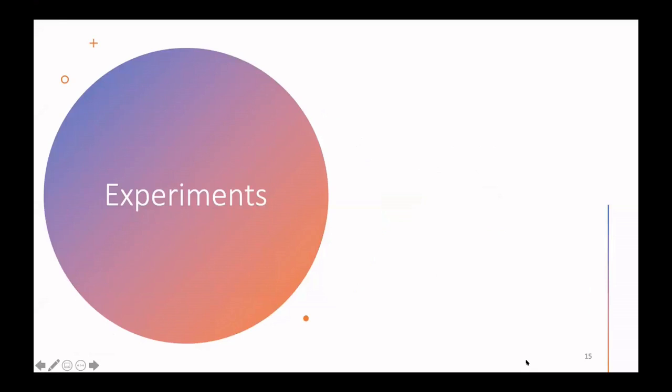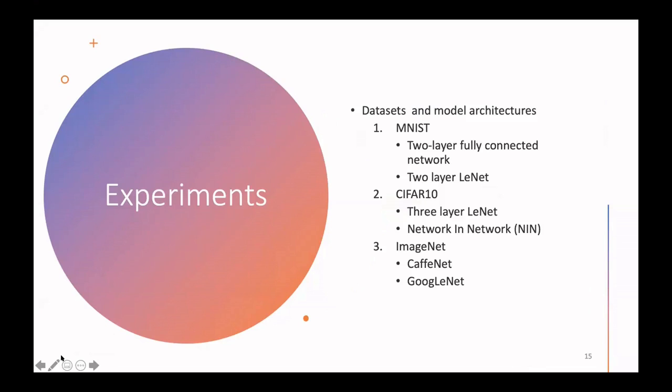Okay, good afternoon, everybody. We'll start off the experiments by explaining the data set and model architectures that have been used in the DeepFool paper. They have used two pre-trained models for MNIST, namely a 2-layer fully connected network and a 2-layer LeNet architecture. For CIFAR10, they are using a 3-layer LeNet and also a Network-in-Network architecture. And for the ImageNet dataset, they are using pre-trained models of CaffeNet and GoogLeNet.